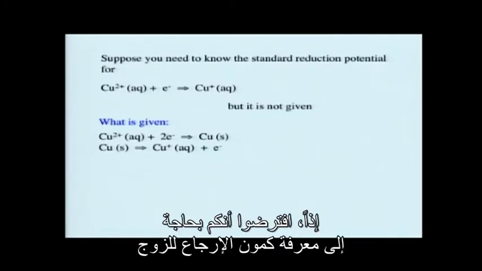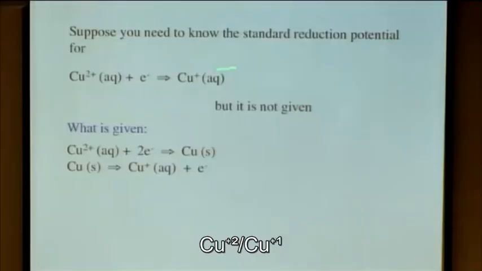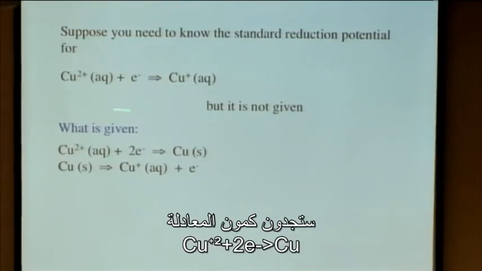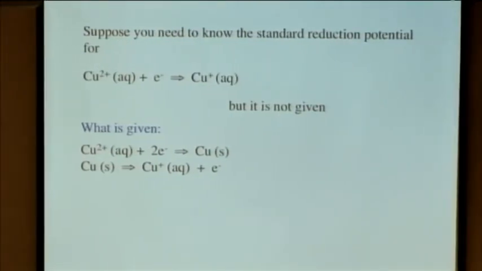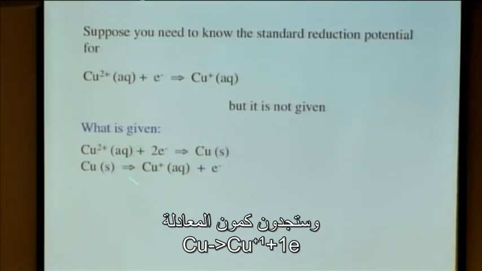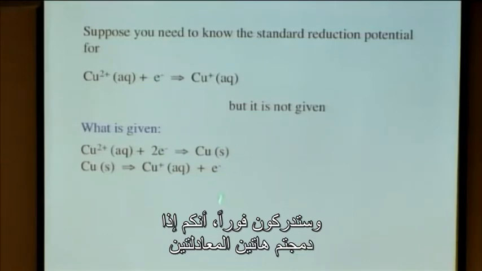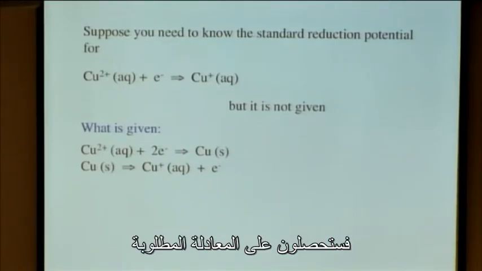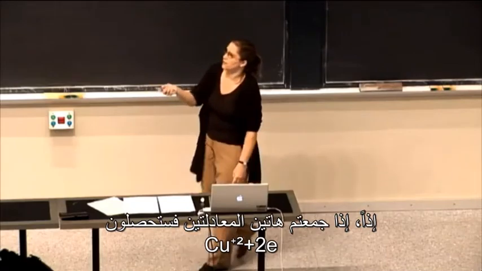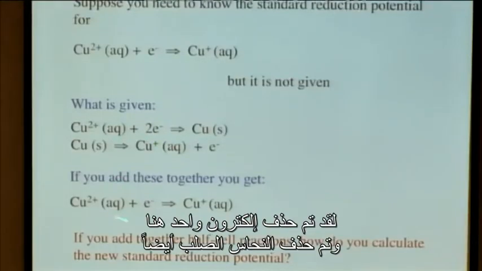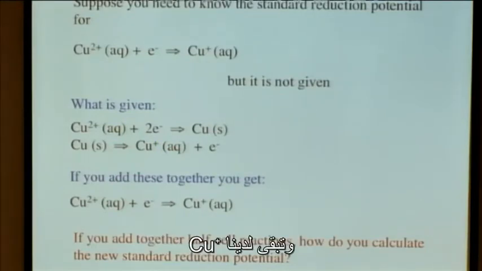So suppose you really want to know the reduction couple for Cu2+ going to Cu+, but that's not given. You find Cu2+ with 2 electrons going to Cu(0), and you find Cu(0) going to Cu+ with 1 electron, and you'll realize that if you combine these equations, you'll get the desired one. So if you add these together, you have Cu2+ with 1 electron, the copper solids cancel out, and you're left with Cu+.